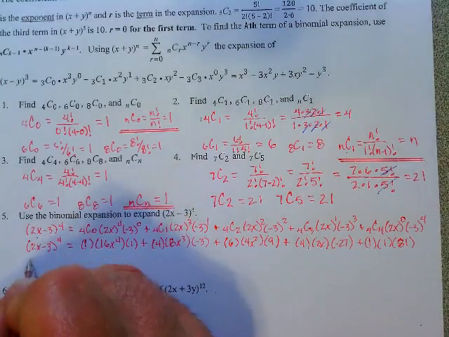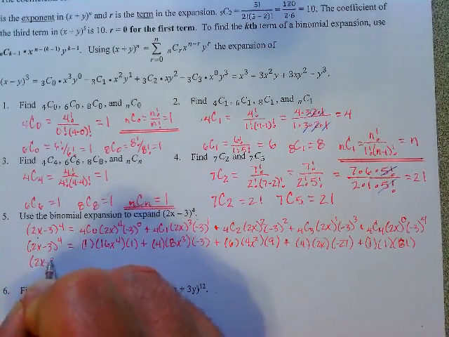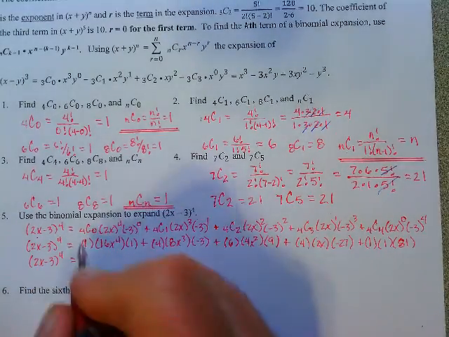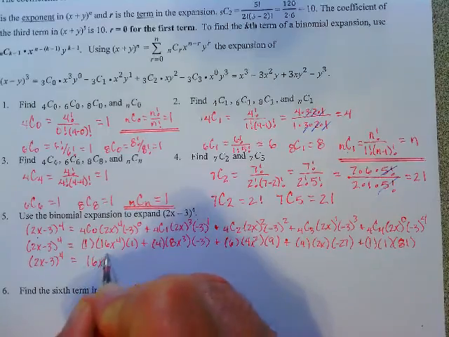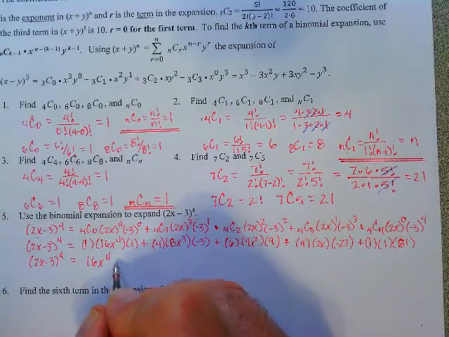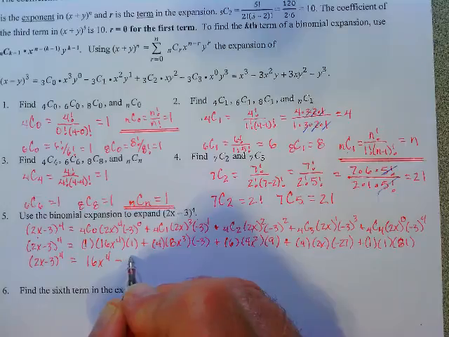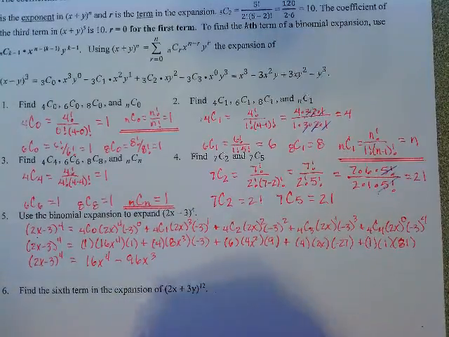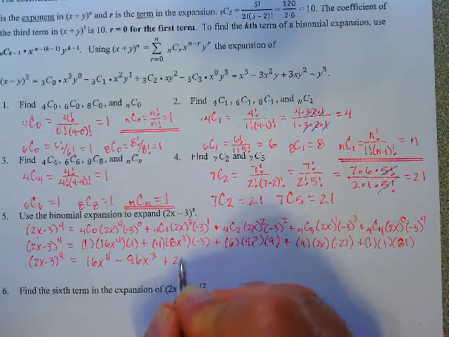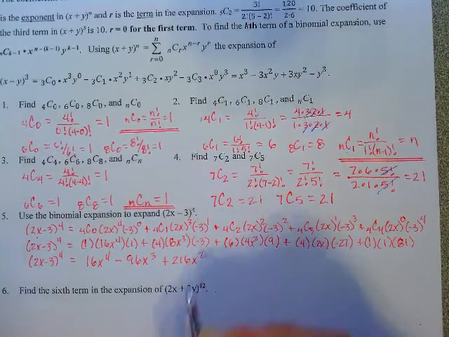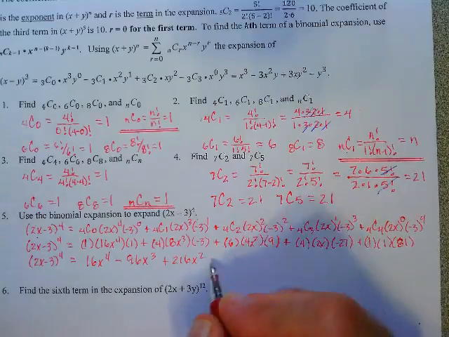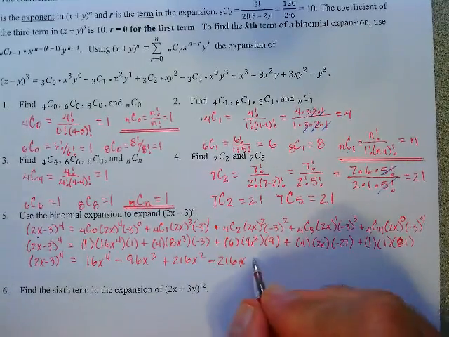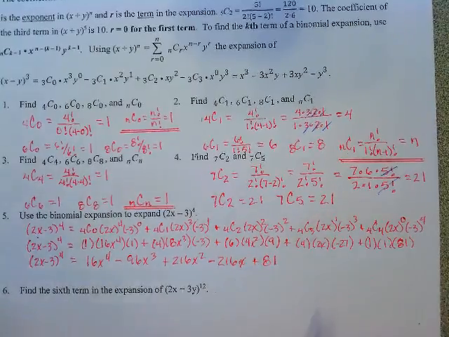And so finally, putting all those things together, we have 16x to the 4th, subtract, because of that one negative sign, 96x cubed, plus 216x squared, subtract 216x, plus 81.